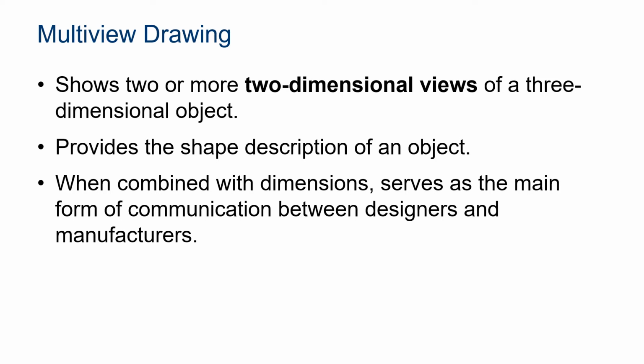Multi-view drawing shows two or more two-dimensional views of a three-dimensional object. So the pictorials are three-dimensional views. Really, they're on two-dimensional paper, but they're showing a three-dimensional view. These are two-dimensional views. It provides the shape description of an object. When combined with dimensions, it serves as the main form of communication between designers and manufacturers.